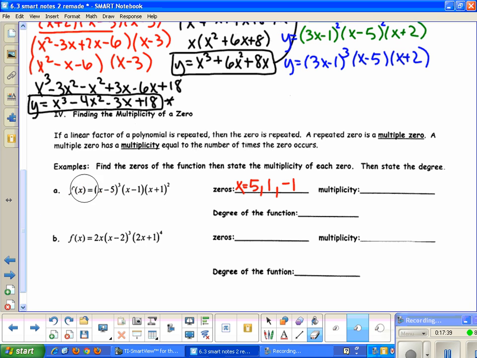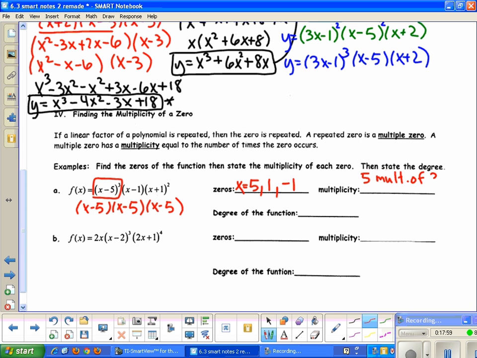Now, to find the multiplicity of the 0, you look at how many times it occurs. So this right here means I have x minus 5 times x minus 5 times x minus 5, 3 times. So since it occurs 3 times, I would say that 5 has a multiplicity of 3. Notice that this one is to the 1st power, so we don't say that 1 has a multiplicity of 1, so I'll skip that. I don't even write it down. And the next one would be the -1 right here. It has an exponent of 2, so then I would say that -1 has a multiplicity of 2.